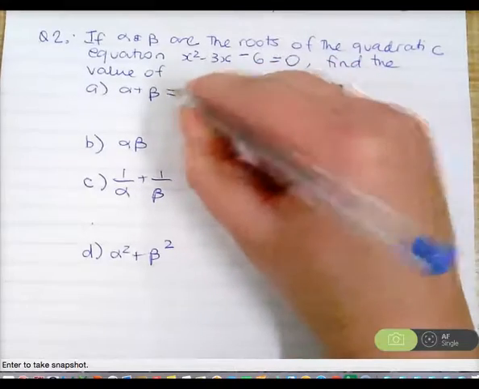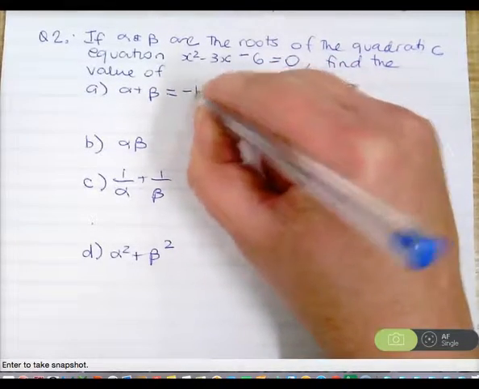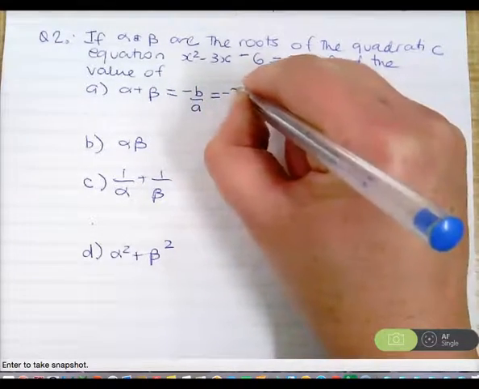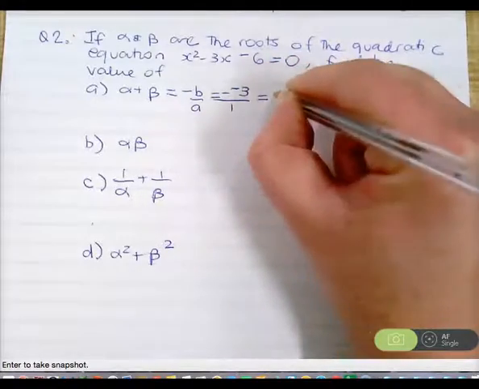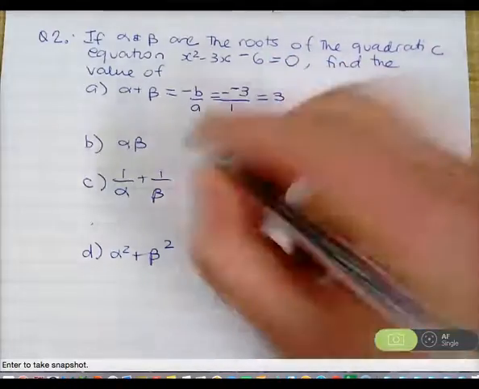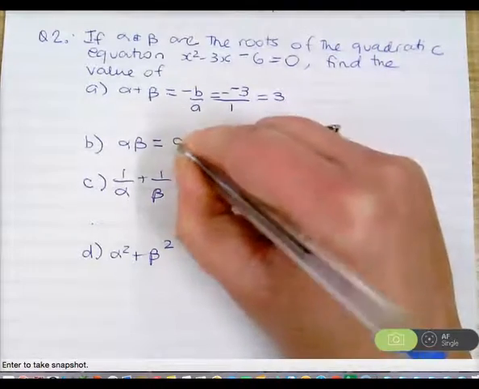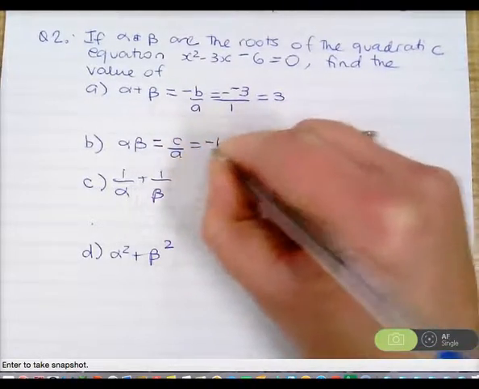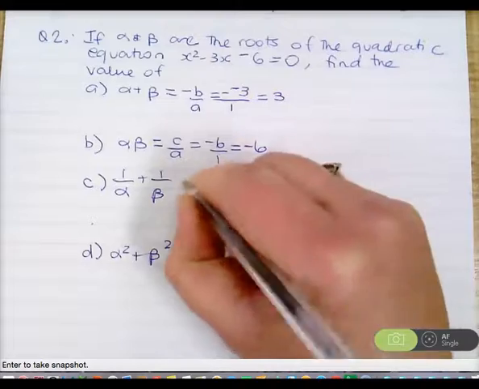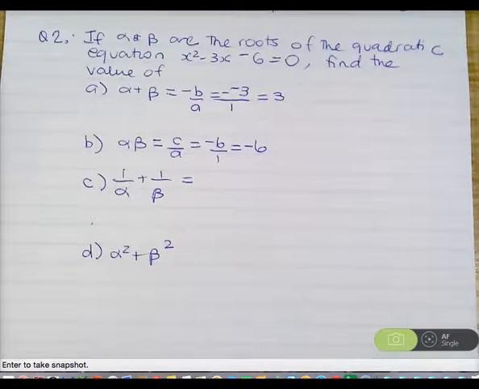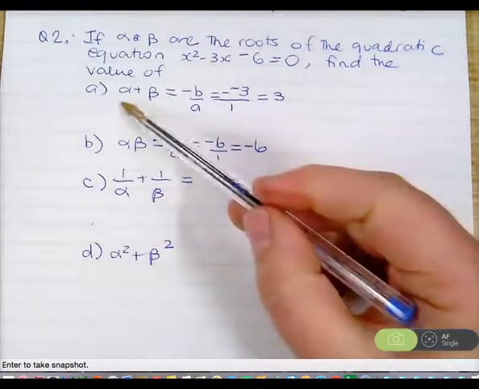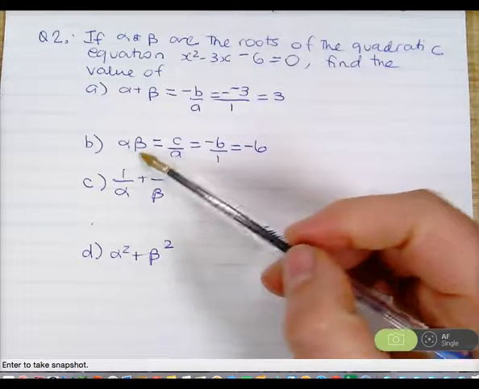Alpha plus beta, what is it, girls? Minus b on a, which is negative 3 over 1, which is 3 over 1, which is 3. Alpha times beta is c on a, which is negative 6 on 1, which is negative 6. Now, I can't work that out. There's no formula for that, but there are formulas for alpha plus beta and alpha times beta.